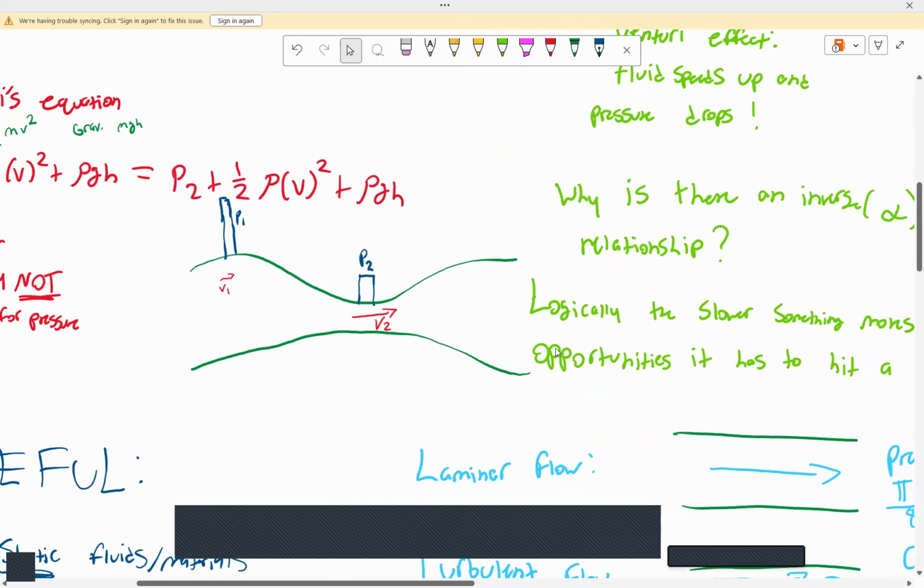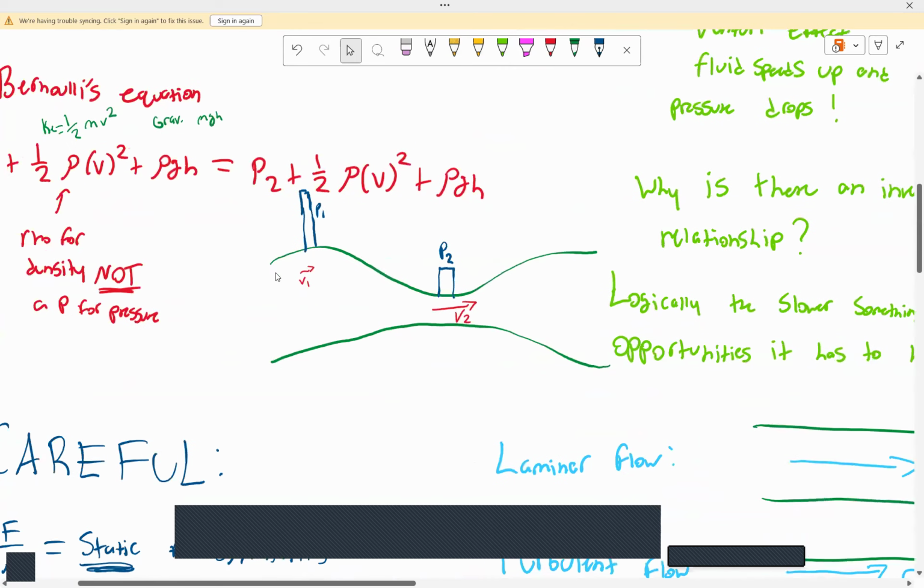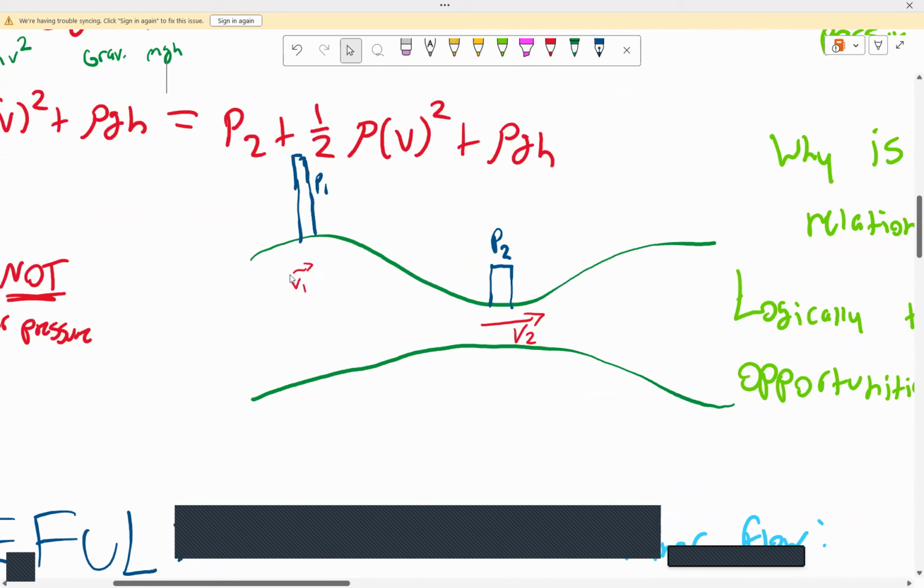So if you have something that has a large area, then that means its velocity is very slow. I mean, sorry, the particles aren't moving very fast. So that means that there's more chances for the particles to hit against the walls up here. That green is the walls of this pipe, which increases the pressure.